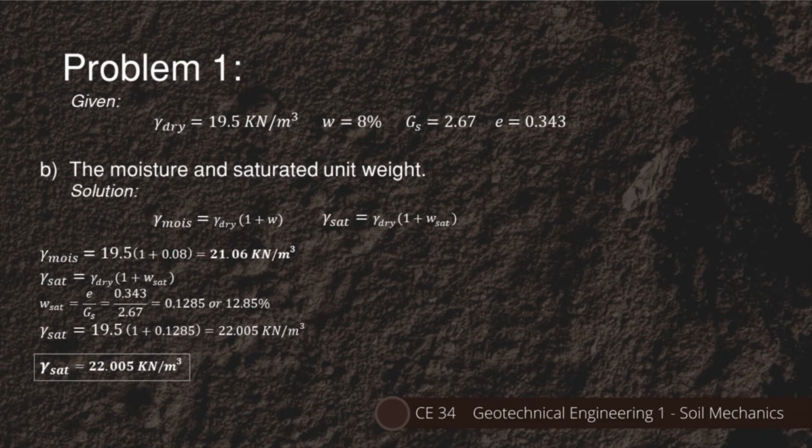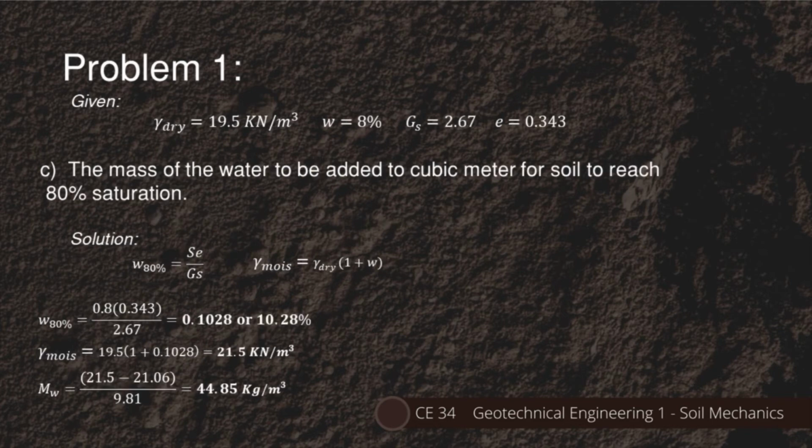So now we have the value for the saturated water content. We can now solve for the saturated unit weight, which is equal to 19.5 times 1 plus 0.1285, giving us a value of 22.005 kilonewton per cubic meter. After that, we will be solving the mass of the water to be added to a cubic meter of soil to reach 80% of saturation.